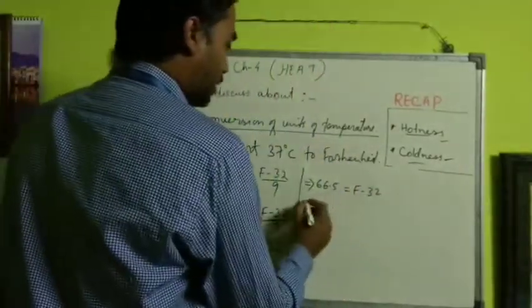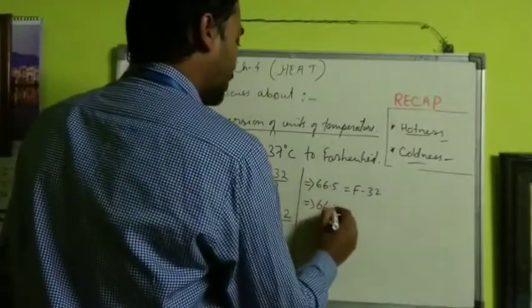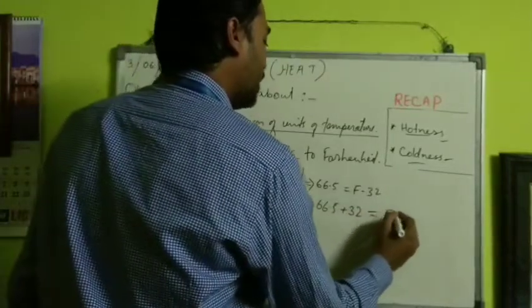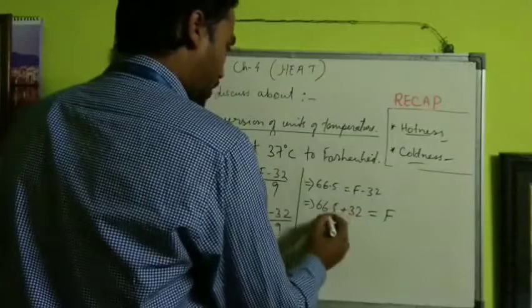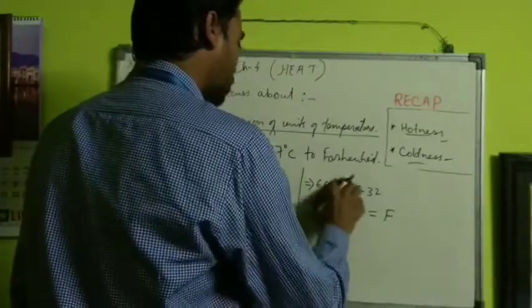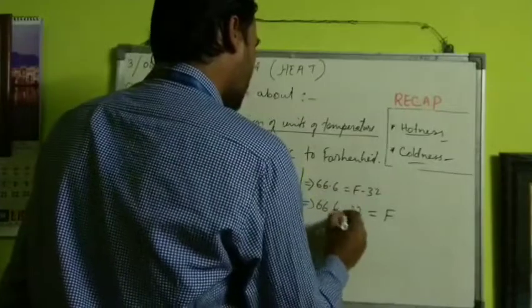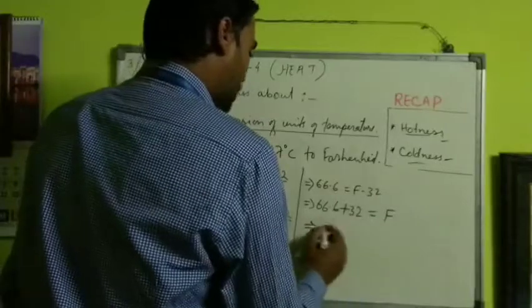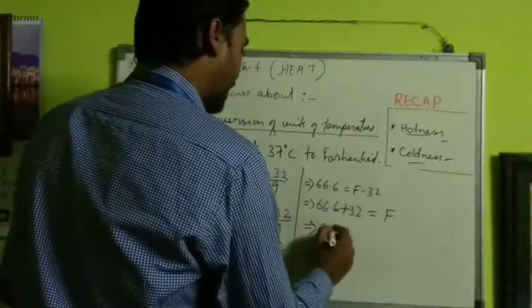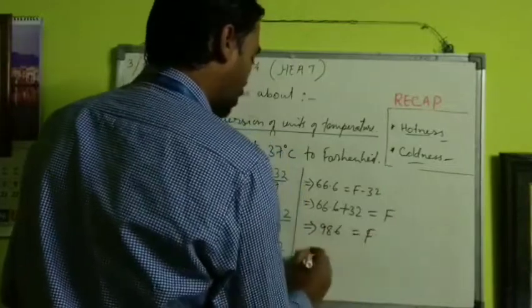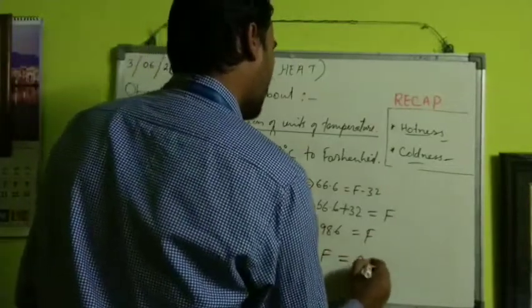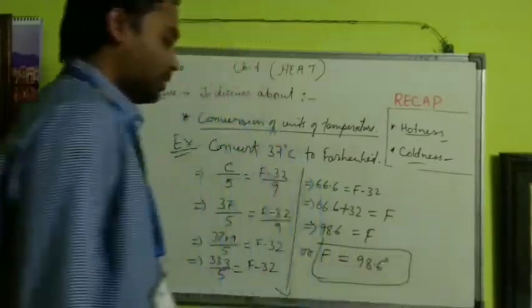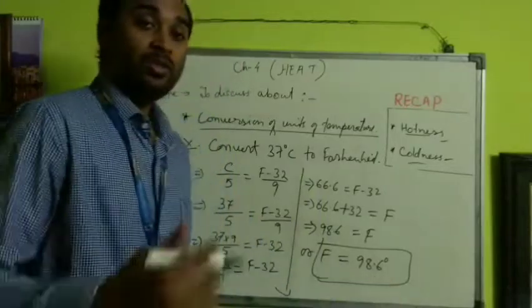So now let us take this 32 to the left hand side. If you take it to the left hand side, this minus 32 will become plus 32, and on the right hand side we are left with only F. So this is 66.6 plus 32, which becomes 98.6 equals F, or finally we can write F equals 98.6 degrees. So this is the normal body temperature in terms of the Fahrenheit scale.